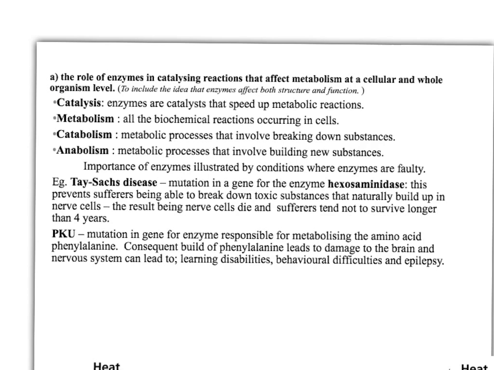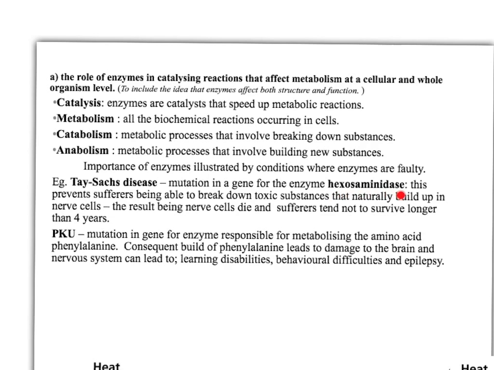Another way of looking at the importance of enzymes is to see what happens when enzymes go wrong, or are faulty in some sort of way. There are a number of inherited diseases which result in a faulty enzyme being produced, and I'm going to show you two examples of these. One is an example called Tay-Sachs disease. Tay-Sachs disease is a mutation in a gene which is responsible for encoding an enzyme called hexosaminidase, or Hex-A for short.